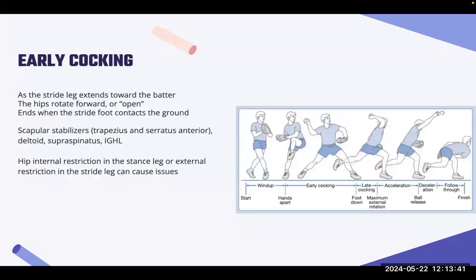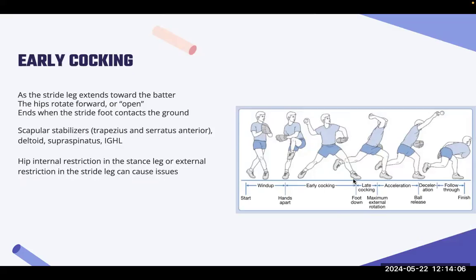The second phase is the early cocking phase. This starts when you take the ball out of the glove, and then your stride leg starts stepping forward. Your hips rotate forward and open, and it ends when your foot contacts the ground. Hopefully you can see my cursor here, but really when this leg hits the ground, that's when the early cocking phase finishes.